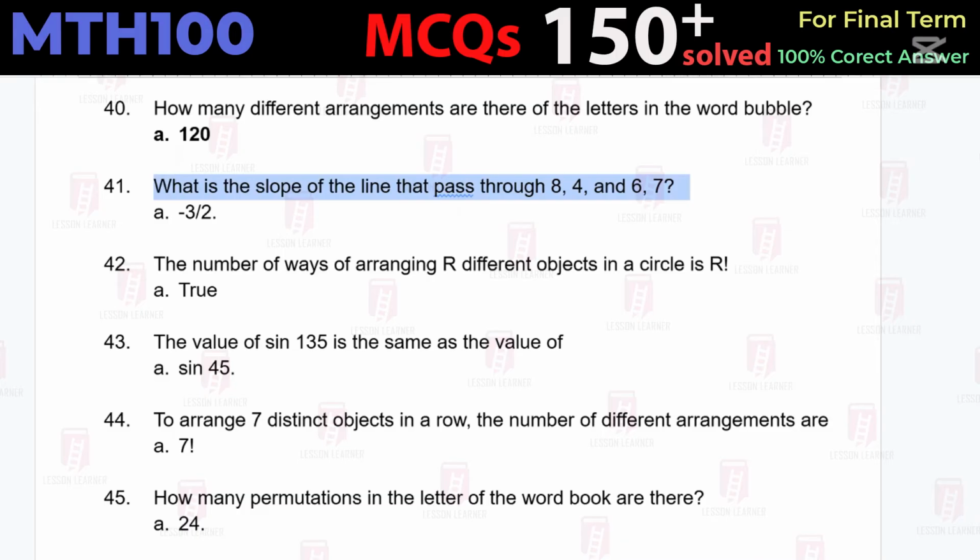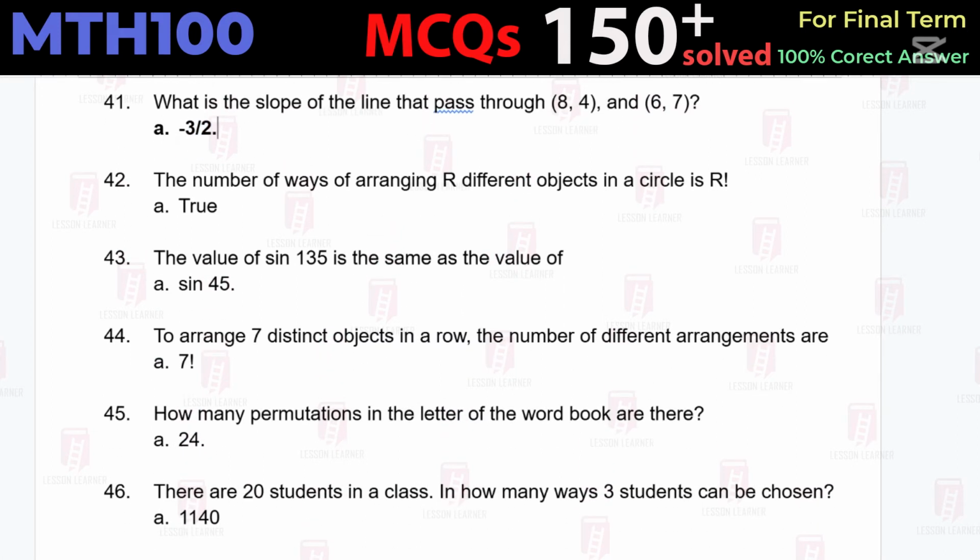What is the slope of the line that passes through (8, 4) and (6, 7)? ये दो पॉइंट्स दिए गए हैं। ठीक है, और इसका आंसर जो है ये भी कैलकुलेट किया हमने फॉर्मूले के थ्रू और इसका आंसर आ गया -3/2.